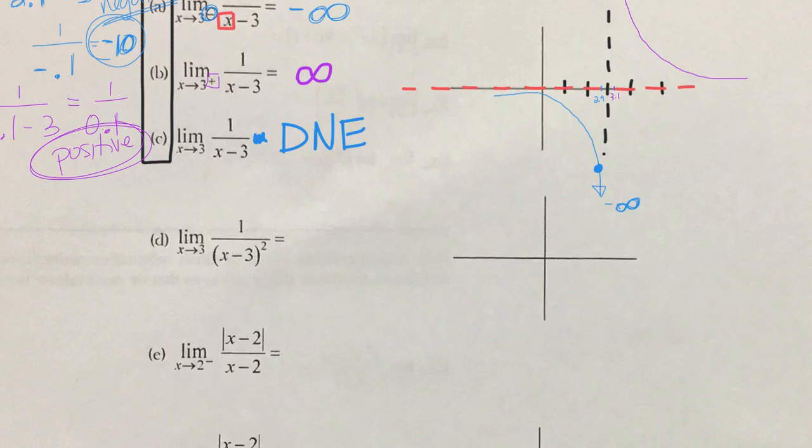Okay, part D. This one's going to go for our single graph right here. What's the difference between A, B, and C now and part D?